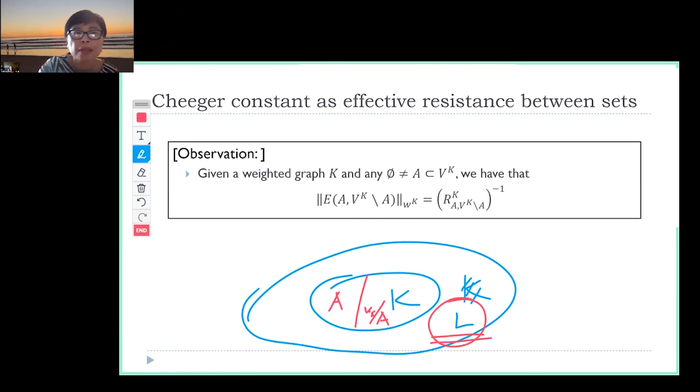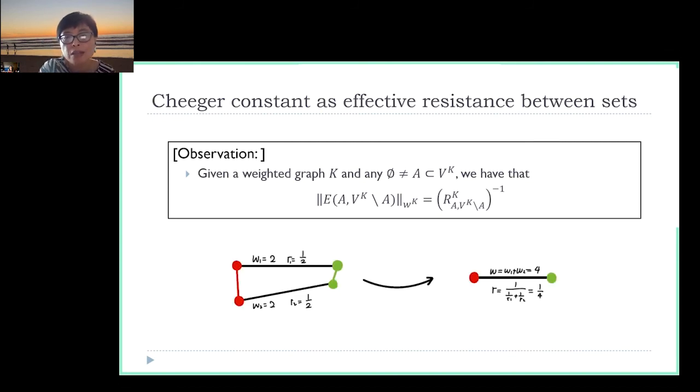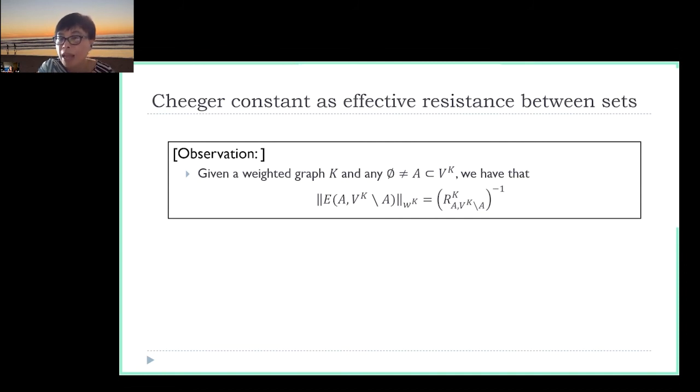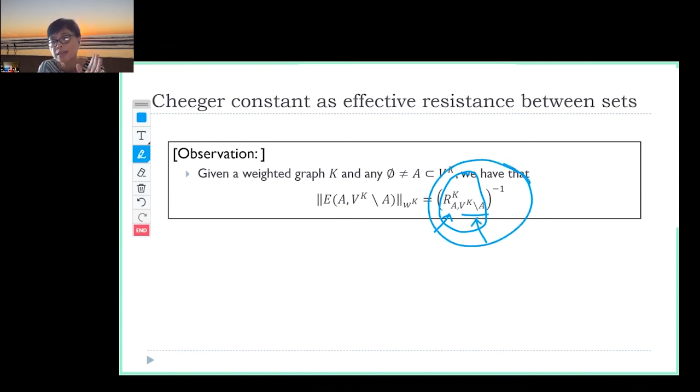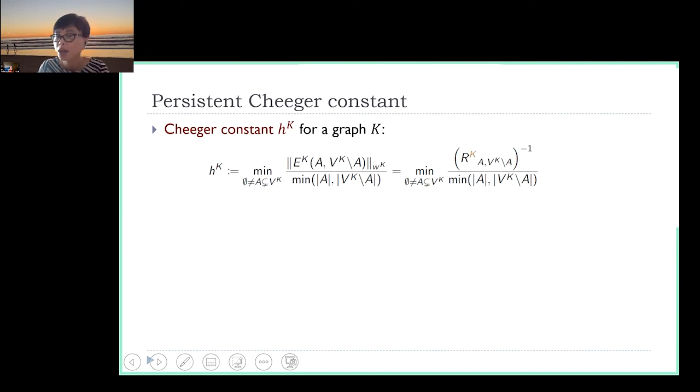On the other hand, if you think about what crossing edges are in the standard, non-persistent version, it's not hard to convince yourself that the total sum of edges crossing from A to V minus A can be written as the inverse of the effective resistance between set A and the complement set. In other words, this is like the effective conductance from set A to V minus A, and this is rather easy to prove. Using this, we can now extend this Cheeger constant to the persistent version.